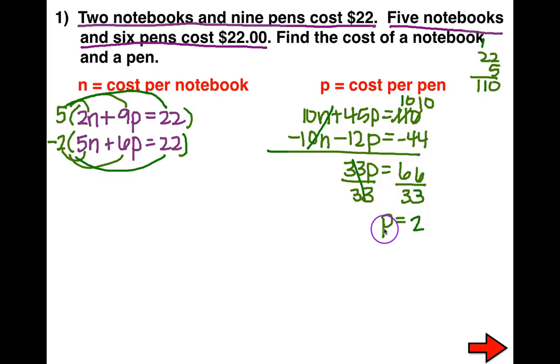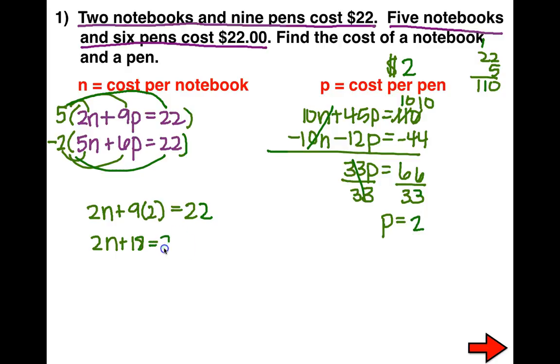So now, just a friendly reminder, p is the cost of a pen. So right now, I know that pens cost $2. However, I still need to figure out the cost of a notebook. So what do we do? Well, I simply plug it into one of the two equations, whichever one you prefer. In this case, it really doesn't matter which one. I'm going to choose the first one, which was 2n plus 9p. Instead of a p, I'm going to go ahead and plug in my 2 equals 22. So here we have 2n plus 18 equals 22.